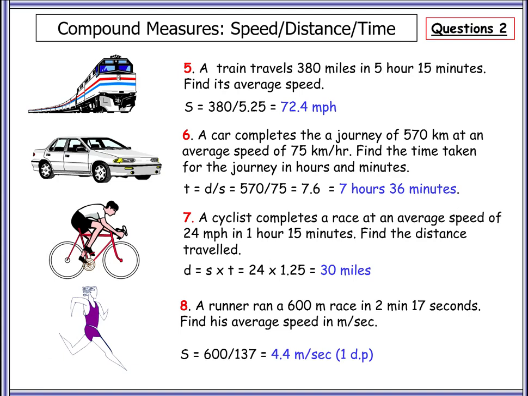Very good. Okay, so that's it for speed, distance, time. We'll move on.